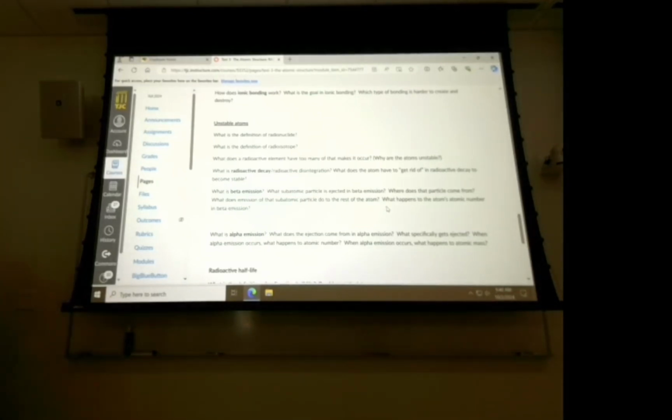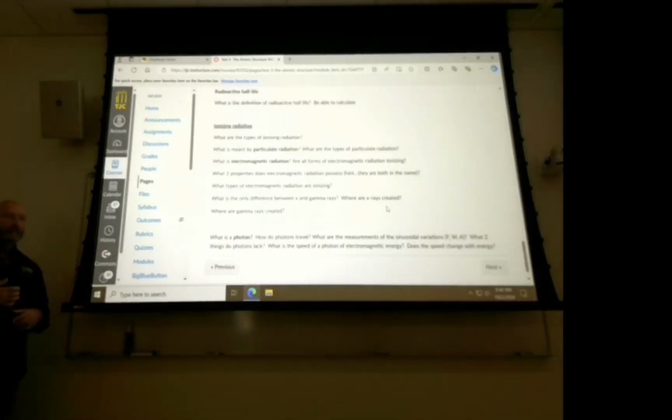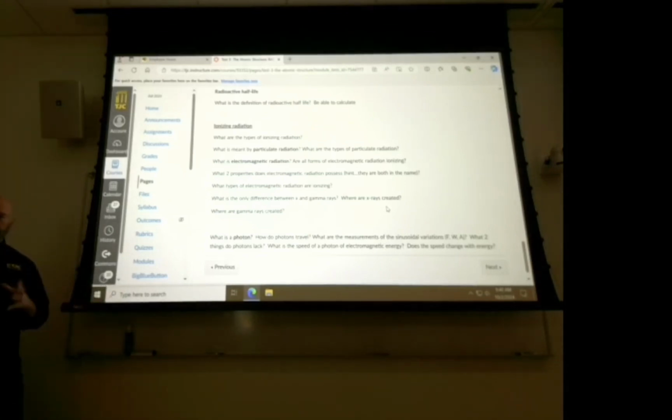So then we talk about radioactive half-life, and radioactive half-life again is how long it takes a quantity of radiation to cut itself in half. And that's not saying that your uranium is going to shrink. It's just how radioactive is your uranium, right?